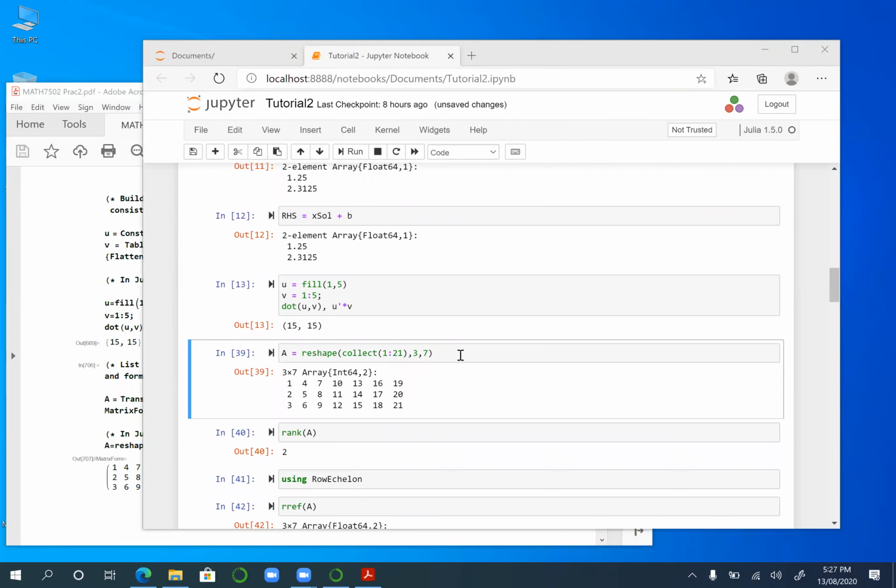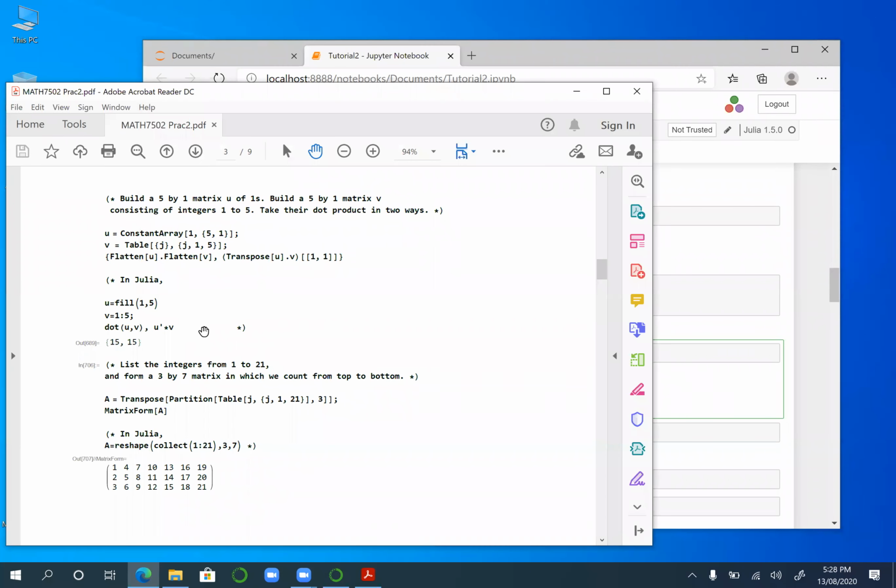A equals reshape, collect. All right, so we want to know what this is asking us to do, because if you're not familiar with Julia, you just see these commands and you wonder, hey, what's the question? So let's have a look at my PDF here. Okay, so my notes say that we make a list of the integers from 1 to 21. All right, now the prime factorization of 21 is 3 times 7. So then we should be able to form out of that a 3 by 7 matrix. Okay, so that's the next step. From that, form a 3 by 7 matrix in which we count from top to bottom. Okay, now that's exactly what I've got here displayed.